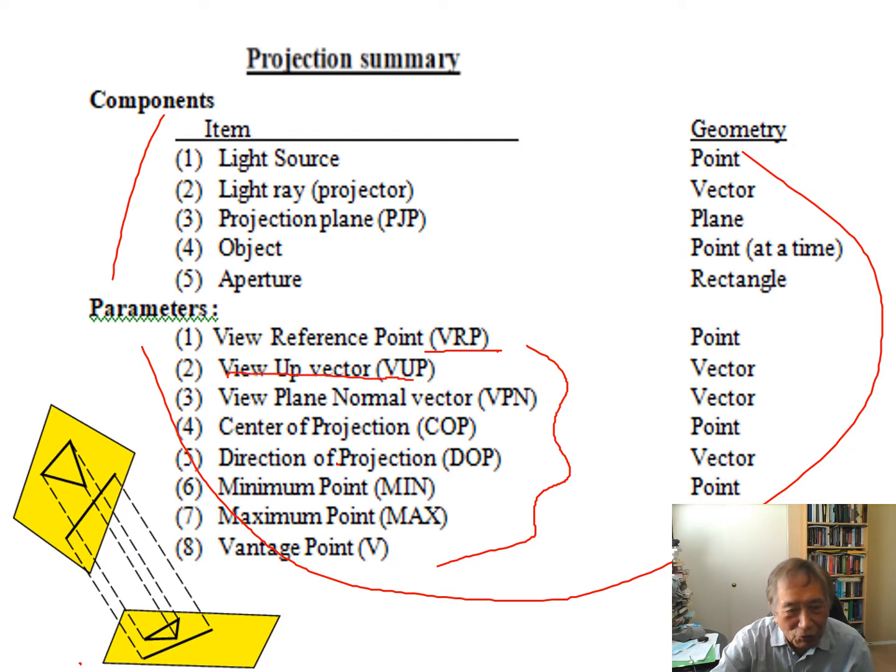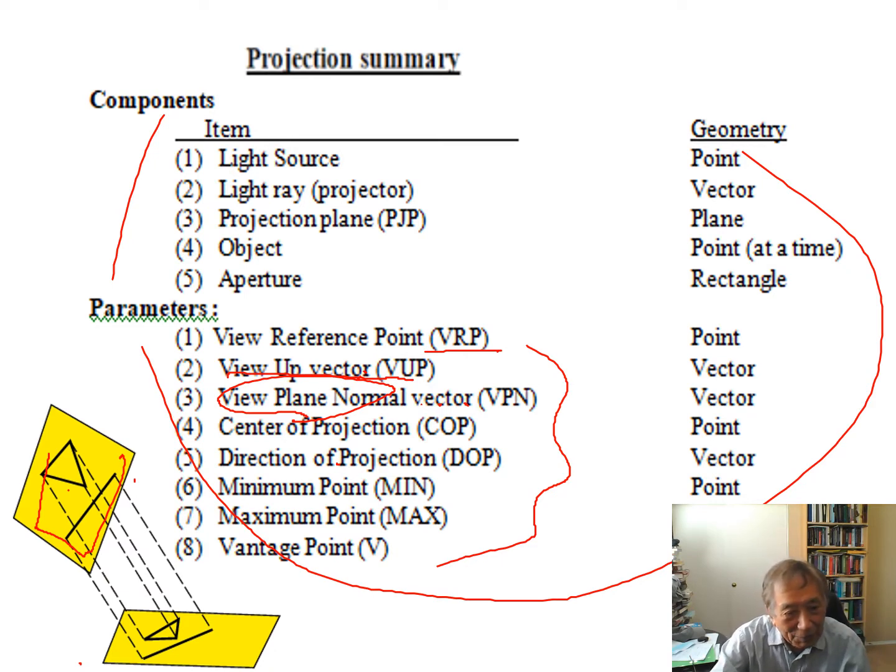Then there's a view up vector. The screen may be on the right side, but if you turn around, then the picture will look crooked or turned around. So that's the view up vector. And the view plane normal. This is something I wanted to talk about, but again, it's a little hard. So how do we know that the screen is tilted or standing?